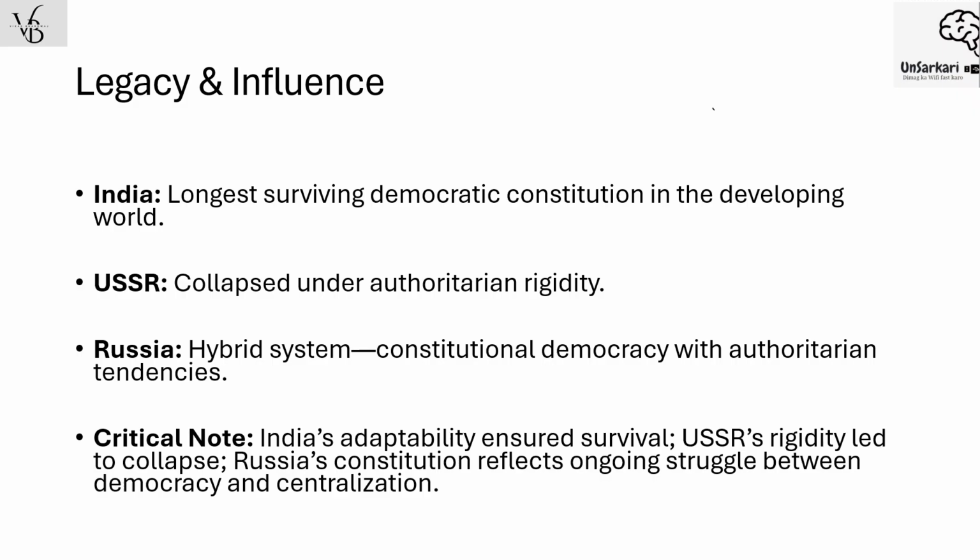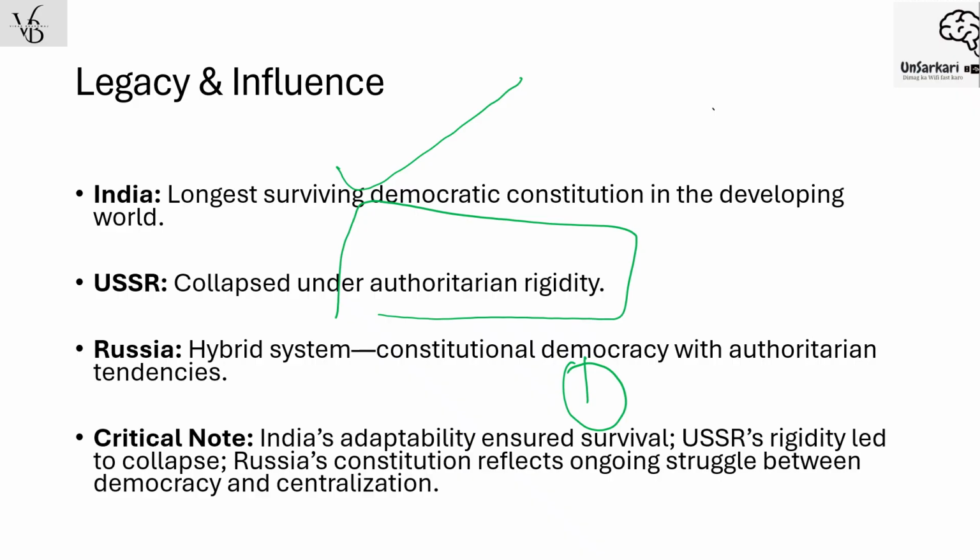In terms of legacy, the longest surviving democratic constitution in the world is India's. The USSR collapsed under authoritarian rigidity. Russia is following a hybrid system of constitutional democracy with authoritarian tendencies. That means India adopted certain methods and ways and went on to survive and thrive. Whereas the USSR became rigid and went on to collapse. Russia went on to emerge with a new constitution, but there is a struggle between democracy and centralization.